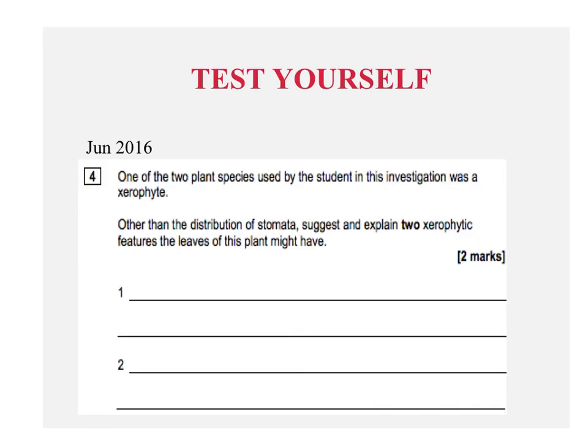And the final question. One of the 2 plant species used by the student in this investigation was a xerophyte. Other than the distribution of stomata, suggest and explain 2 xerophytic features the leaves of this plant might have. This is 2 marks again. Pause, and then when you play again, we're going through the mark scheme.